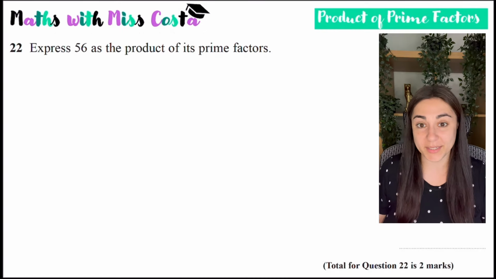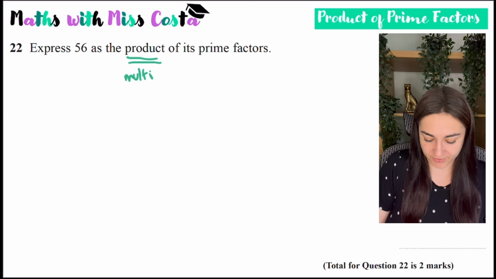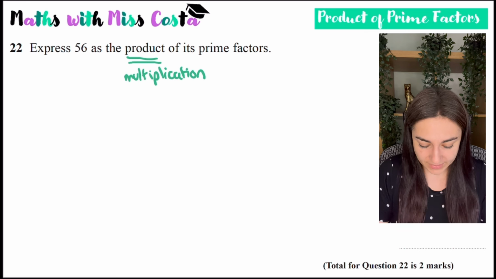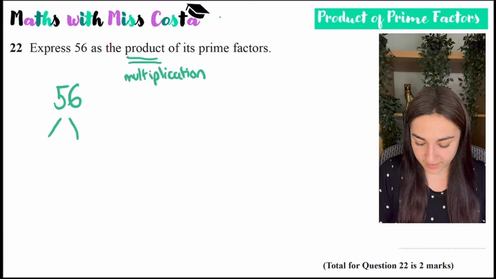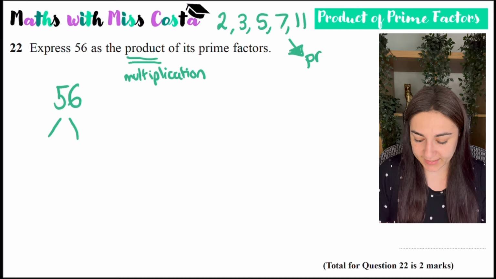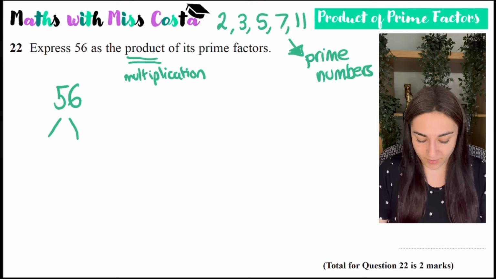Okay, so here I'm being asked to express 56 as a product of its prime factors. Now, product means a multiplication. So what I want to do is work out what its prime factors are and write them as being multiplied by one another. It's important to bear in mind what the prime numbers are: 2, 3, 5, 7, 11. Well, they're the first few prime numbers. These are things that you should know off by heart. And ideally with something like this, you want to start with a prime number because then it just makes your life easier. So I could start with 2.